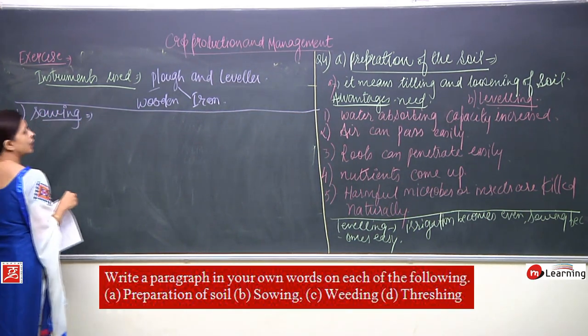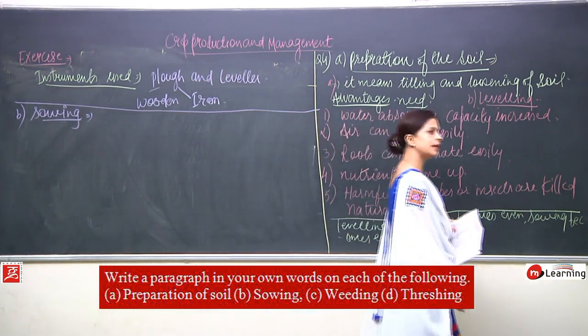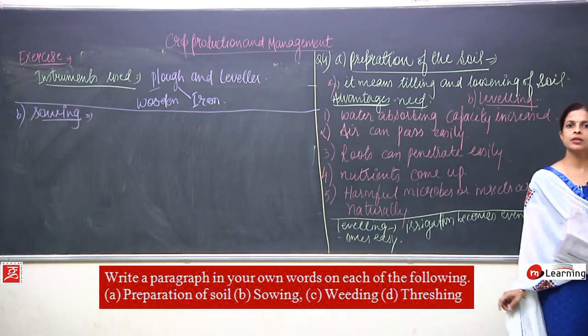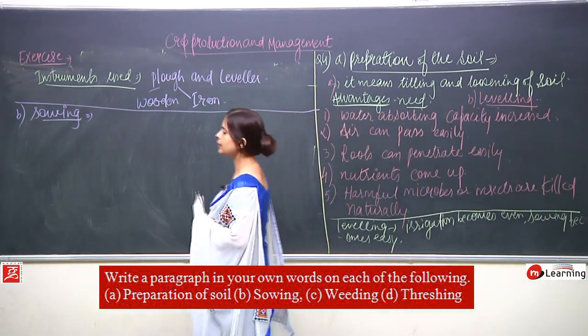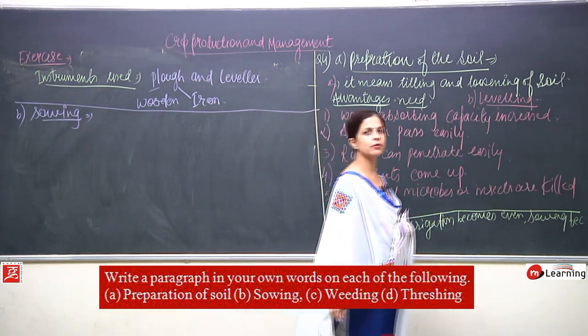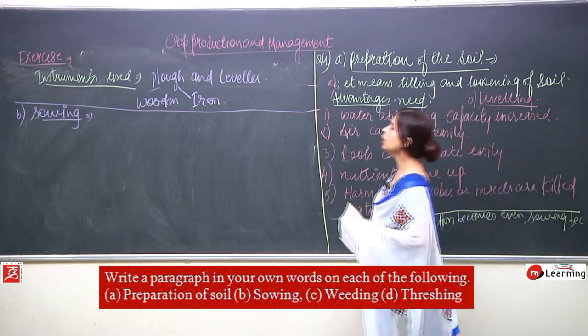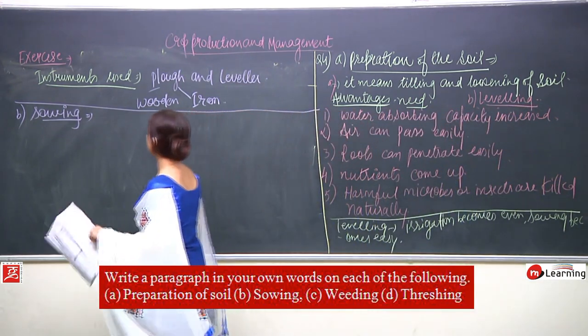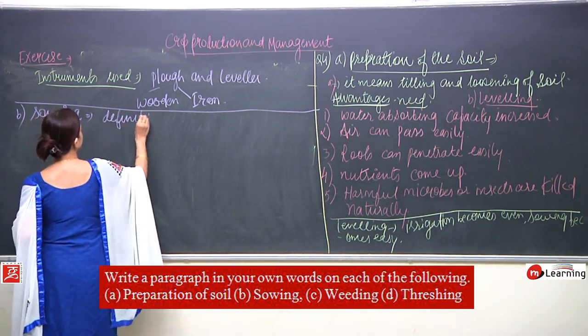We have discussed this: the process of putting the seeds into the land is known as sowing. I will not write the definition again, but how sowing can be done, because we have to write the paragraph. First of all, we are going to write the definition over here, so write the definition over here.